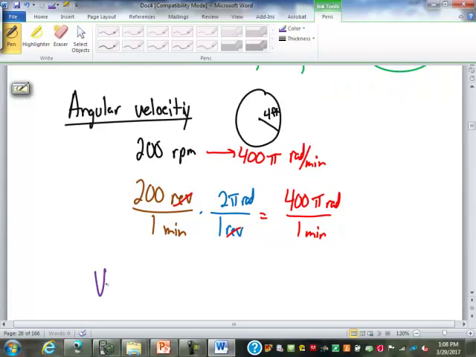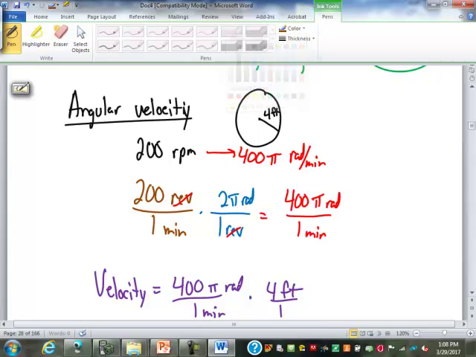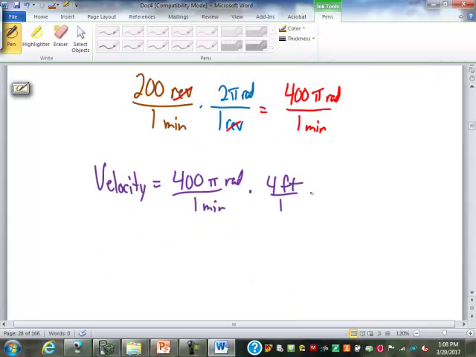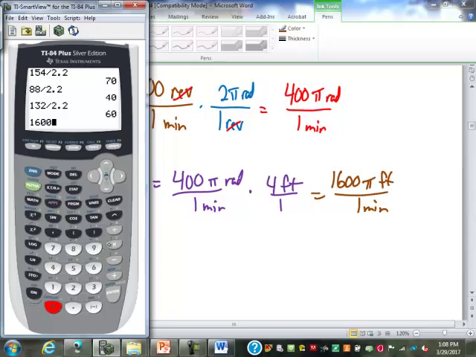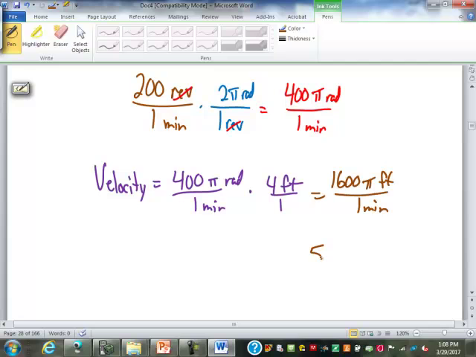So if I want to convert that from an angular velocity into a linear velocity, the linear velocity is simply that angular rate, 400 pi radians per minute, times my radius of 4 feet. 400 pi times 4 feet is 1600 pi feet per minute. 1600 pi, 1600 times 3.14 is 5024 feet per minute.